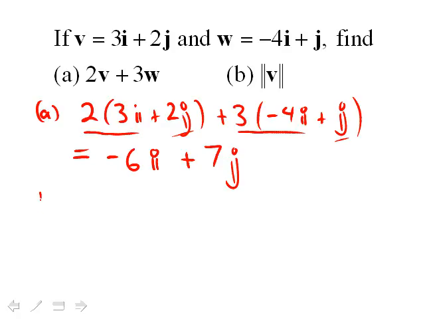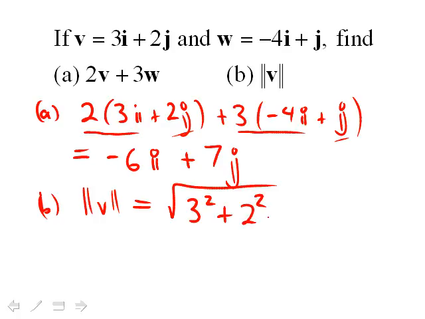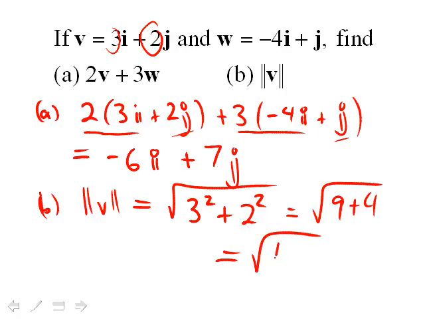And for B, we want to calculate the length of v. And the length of v comes from the Pythagorean theorem formula, the square root of 3 squared plus 2 squared. 3 is a component, 2 is a component. So that's the square root of 9 plus 4, square root of 13. And that's the best I can do. That's how I should write it.